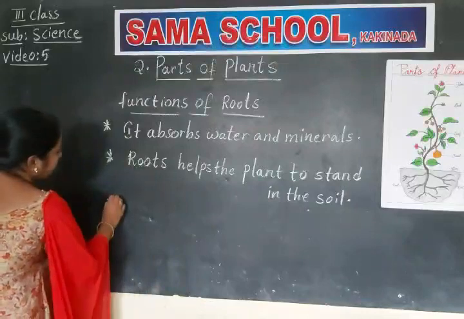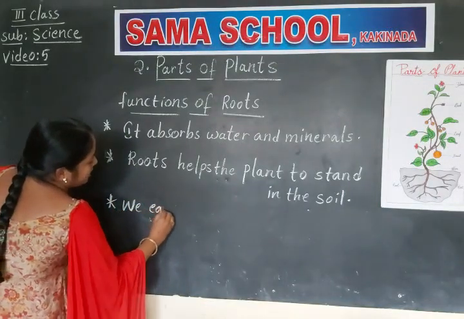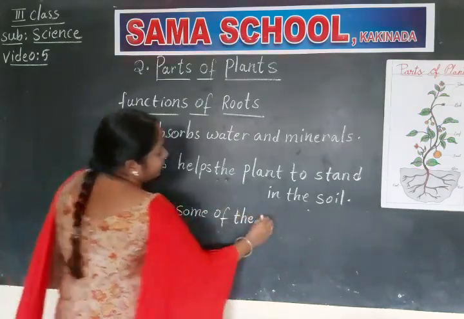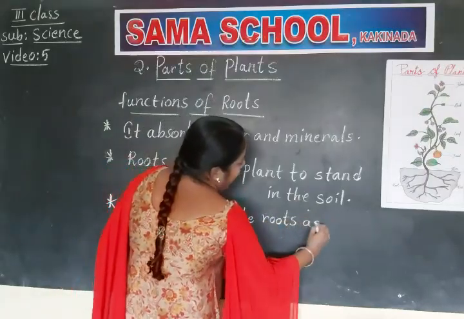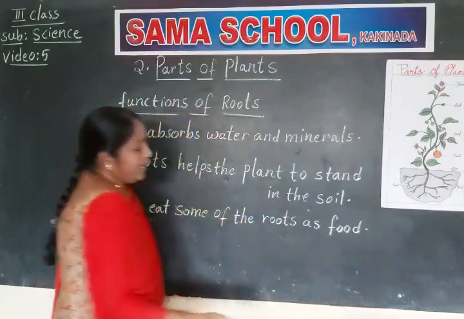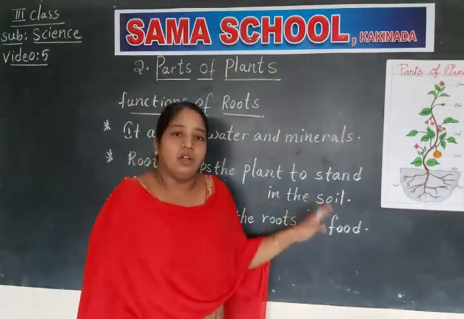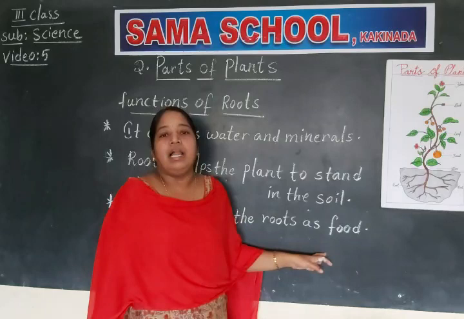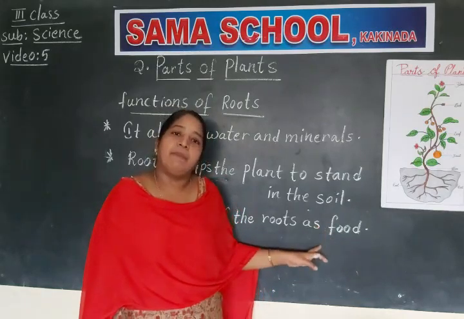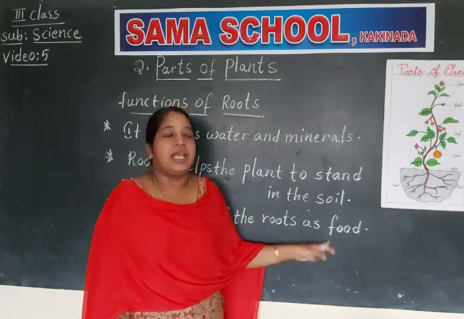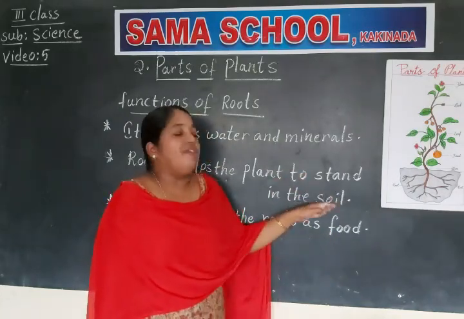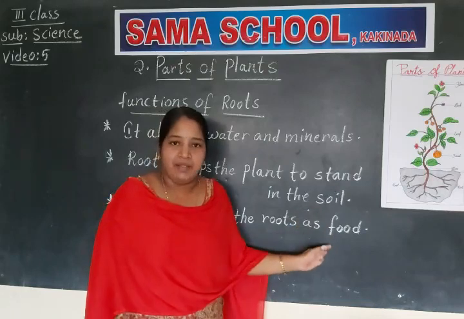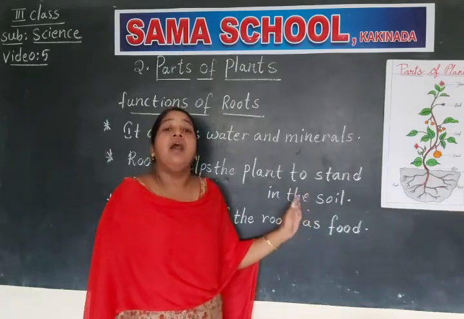And one more, we eat some of the roots as food. Actually, you learned in the first lesson that plants prepare their food in their leaves with the help of sunlight, water, chlorophyll and carbon dioxide. That process is called photosynthesis. Actually, the food is prepared in the leaves, and from the leaves, the food is carried to different parts of the plant body.